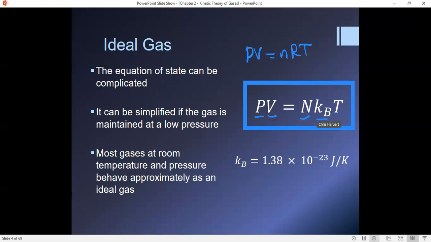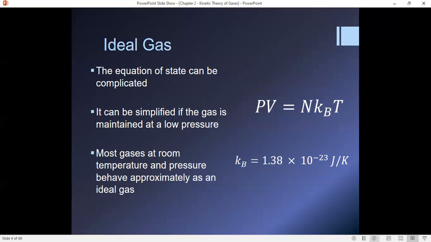We have kB, which is the Boltzmann constant. This is a very, very small number. And then finally, we have the temperature. It is very important to remember that this temperature is in Kelvin. There's no degree sign there. So we assume that it's absolute temperature. It is the Kelvin scale.